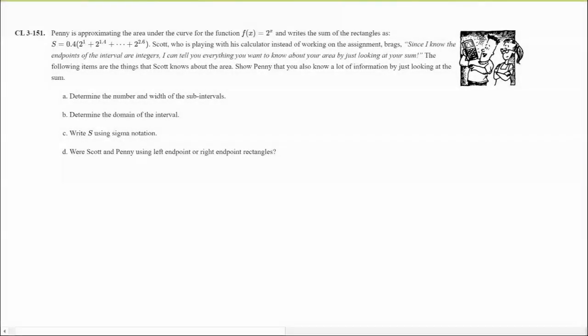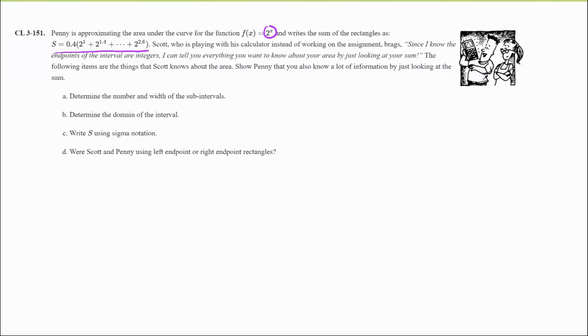Penny is approximating the area under the curve for the function 2 to the power of x. She writes the sum of the rectangles as this here, and Scott is playing with his calculator, and instead of working on his assignment, brags, "Since I know the endpoints of the intervals are integers, I can tell you everything you want to know about the area just by looking at your sum."